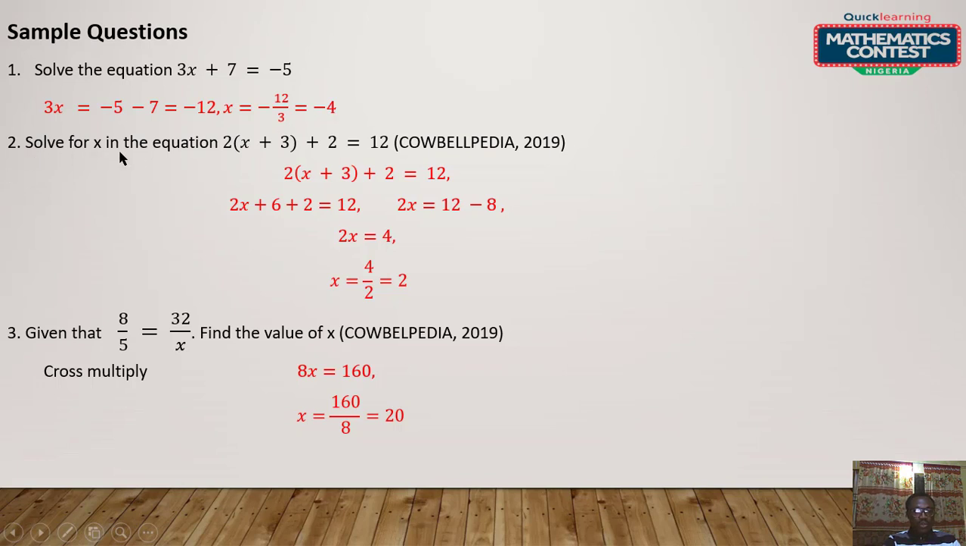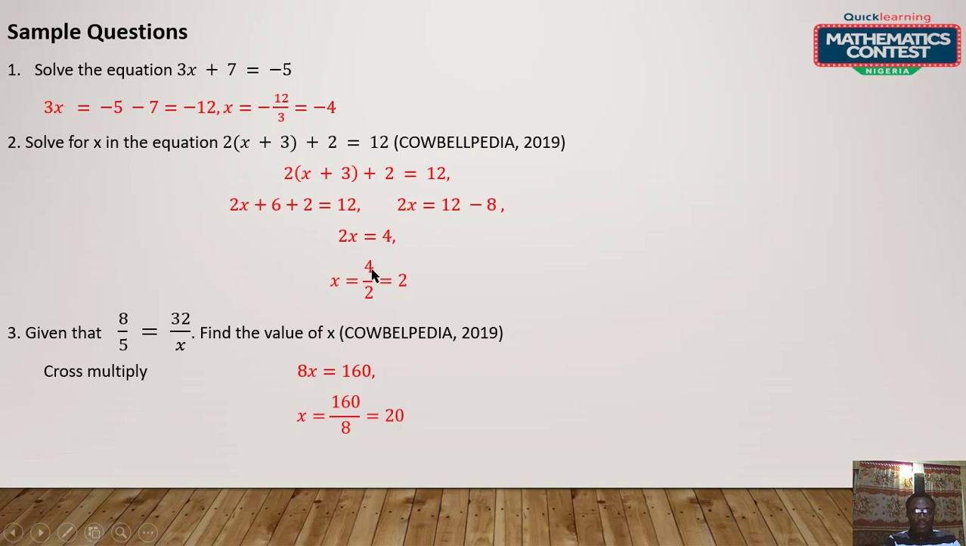Solving number 2. What we're going to do is expand this bracket. 2 times x is 2x, 2 times 3 is 6. Then this plus this 2, which equals 12. So 6 plus 2 is 8. Take it to the other side, it becomes minus 8. So 12 minus 8 is 4. 2x equals 4.